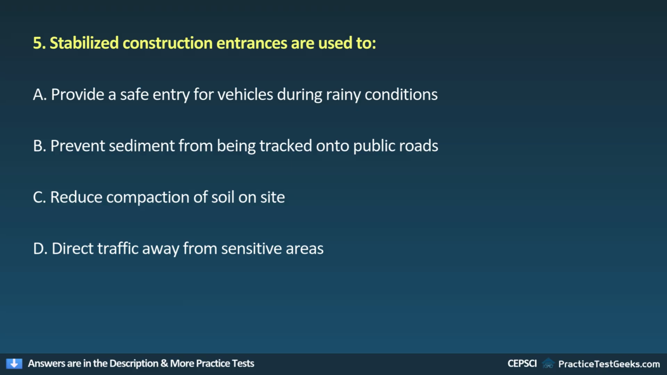5. Stabilized construction entrances are used to A. Provide a safe entry for vehicles during rainy conditions. B. Prevent sediment from being tracked onto public roads. C. Reduce compaction of soil on site. D. Direct traffic away from sensitive areas.